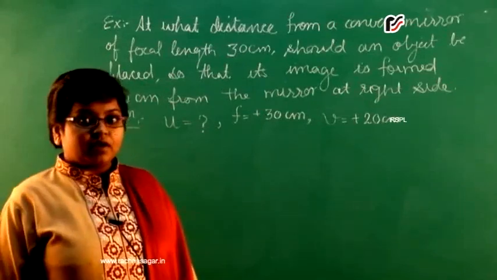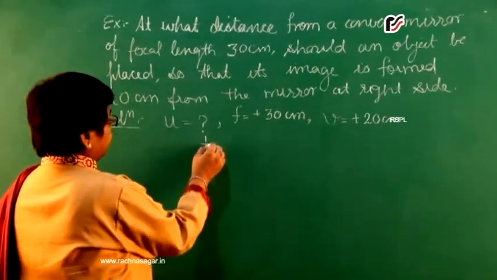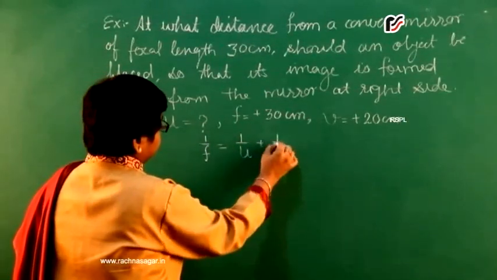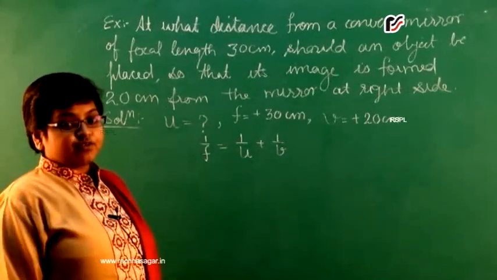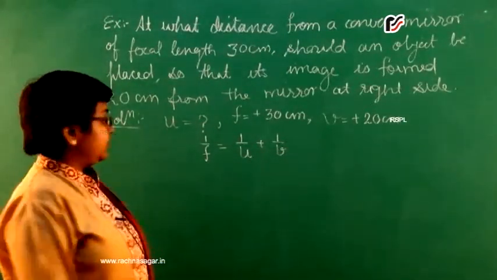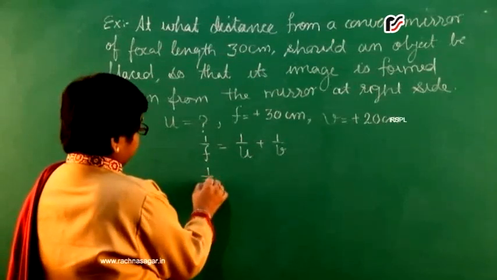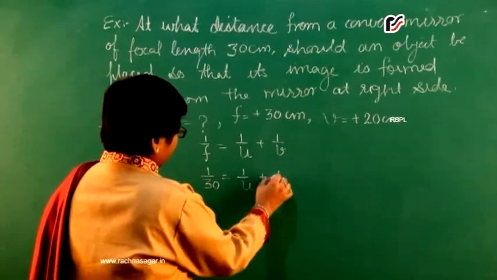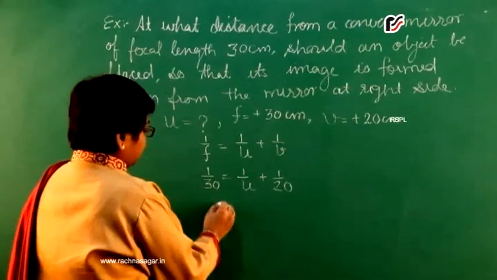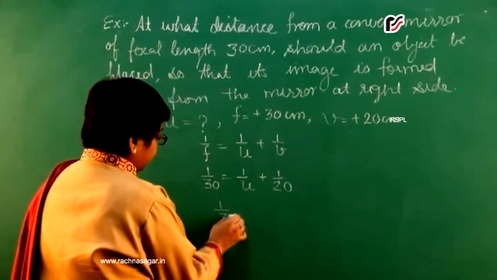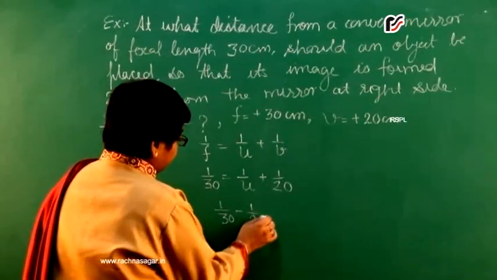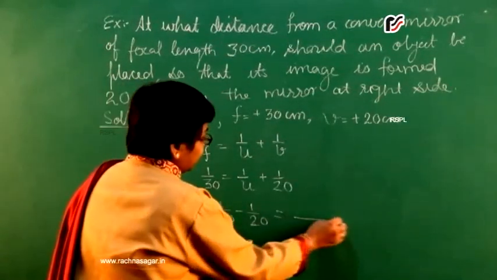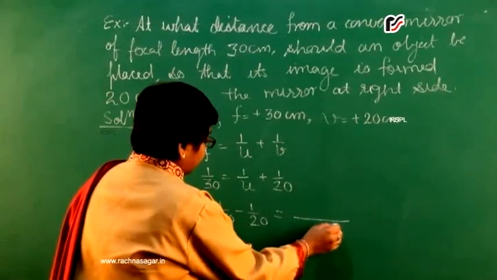Now we use the mirror formula. Plug the values of F, U and V. We have to find the value of U here. Now take the LCM of 30 and 20.